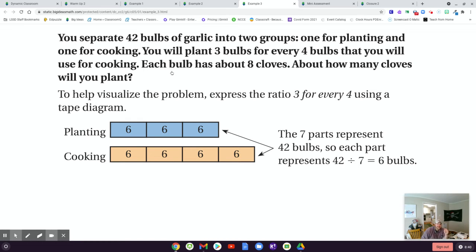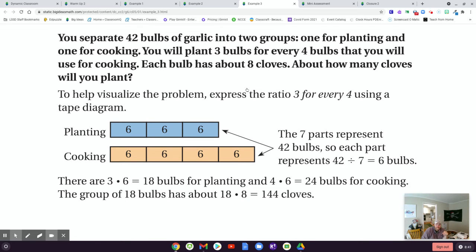But then it goes on to say that each bulb has 8 cloves. How much will you plant? There are 18 bulbs that you're planting. That's these 3 groups of 6. And each of those has 8 cloves. So you do 18, which are these ones here, times 8, 144 cloves.